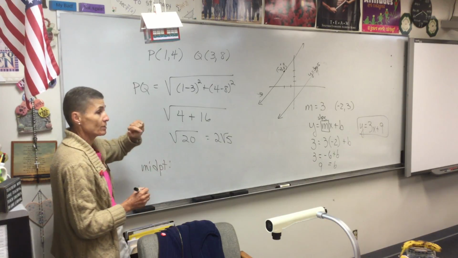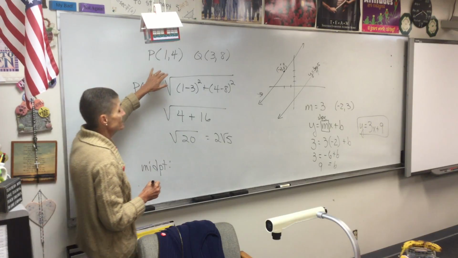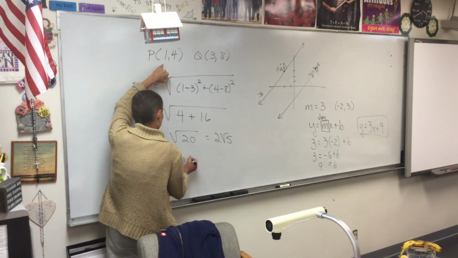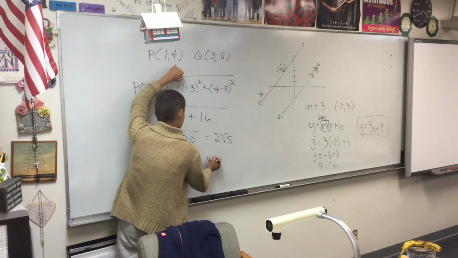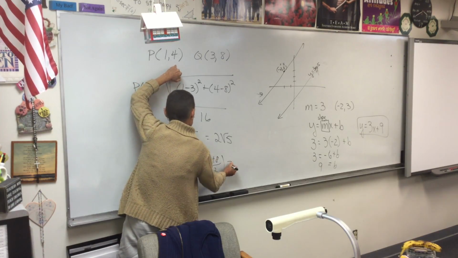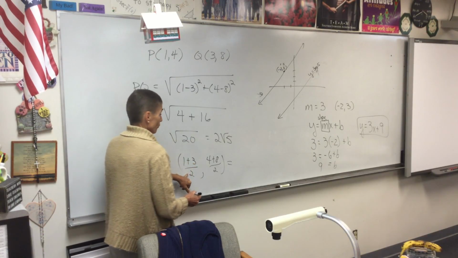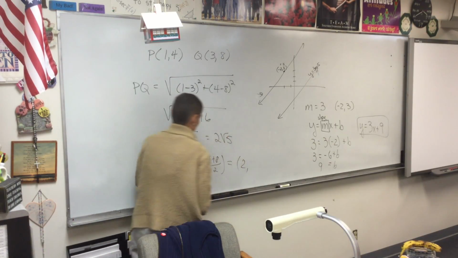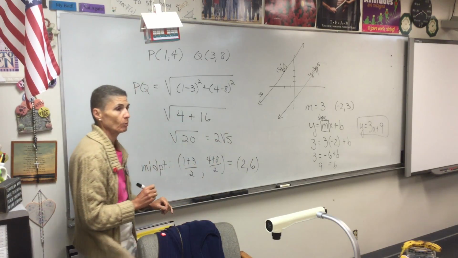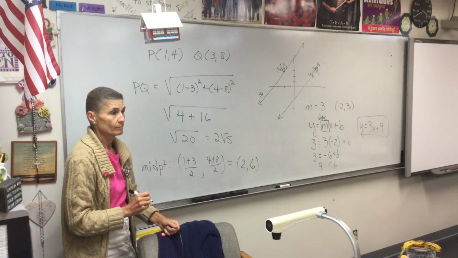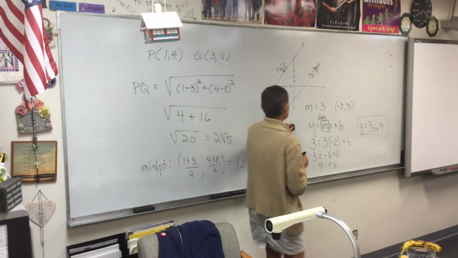Now, what about midpoint? Do you remember how to find midpoint? These two usually go together. Midpoint is the average. So 1 plus 3 over 2 and 4 plus 8 over 2. So your midpoint would be 4 over 2 and 12 over 2. There's your midpoint. All right, what else? Those are very possibly quiz questions.